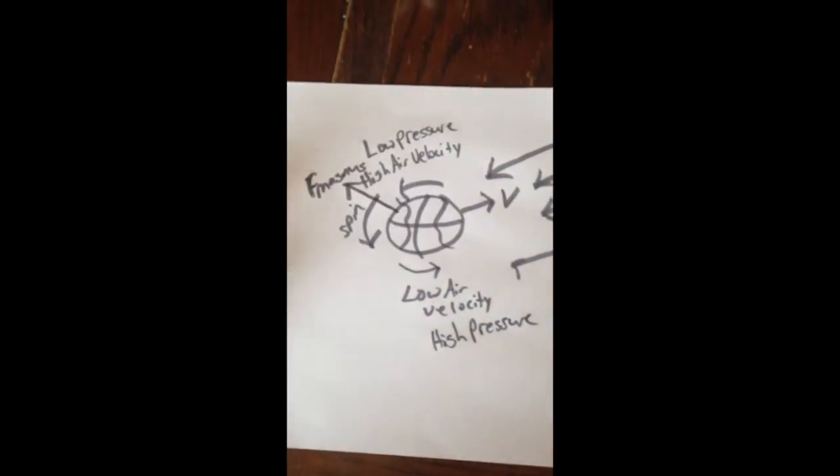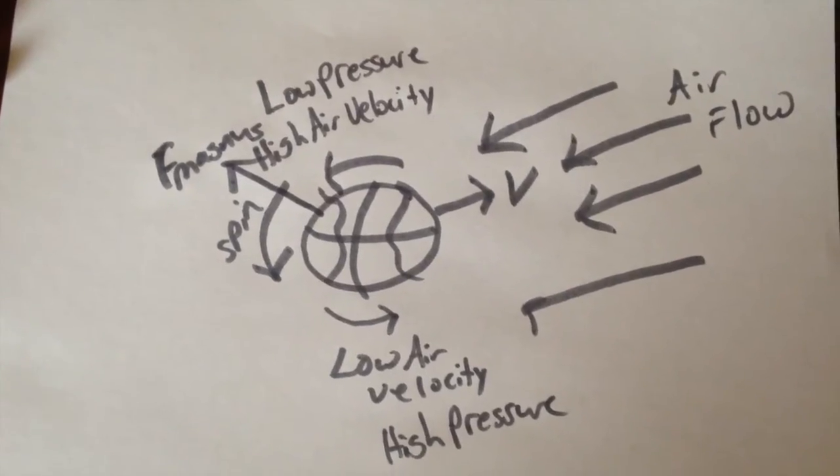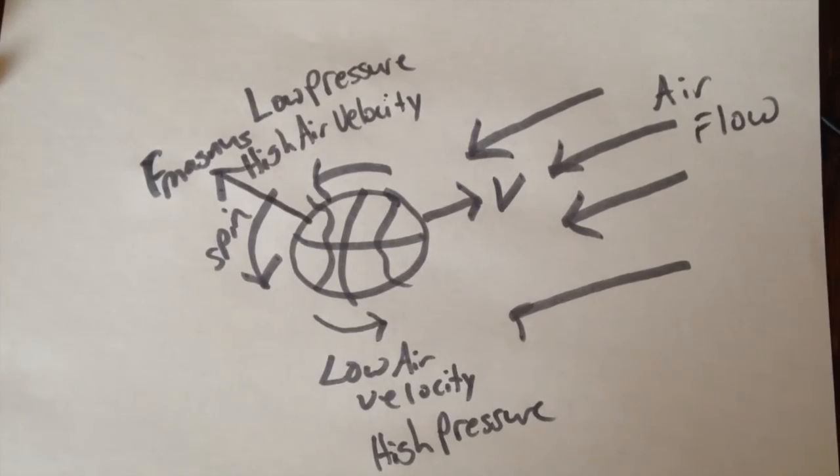In the second half of the ball's trajectory, the same concept applies. The Magnus force acts in this direction here, as high pressure on this side pushes the ball towards the lower pressure side as a result of the differences in air velocities created by the surface drag effect.